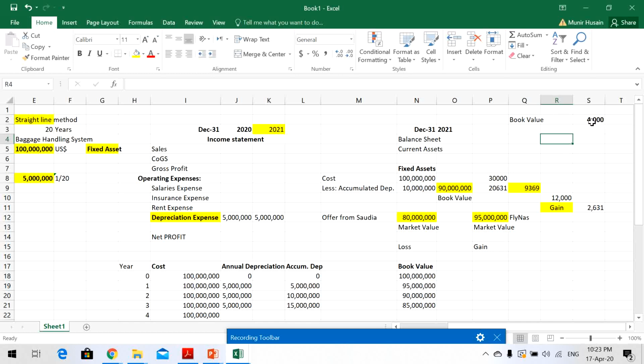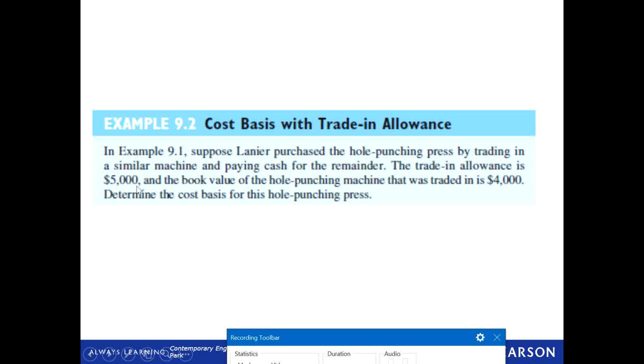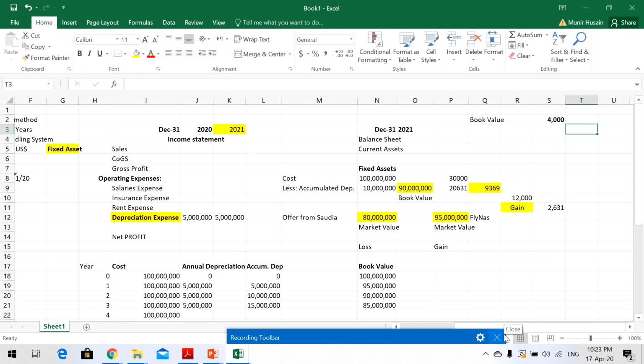So this is the value of our old machine. How much discount are they giving us? They are giving us a trade-in allowance of 5,000. So basically you are replacing an old machine with a discount of 5,000. It means it's a good deal. We have a gain of 5,000.